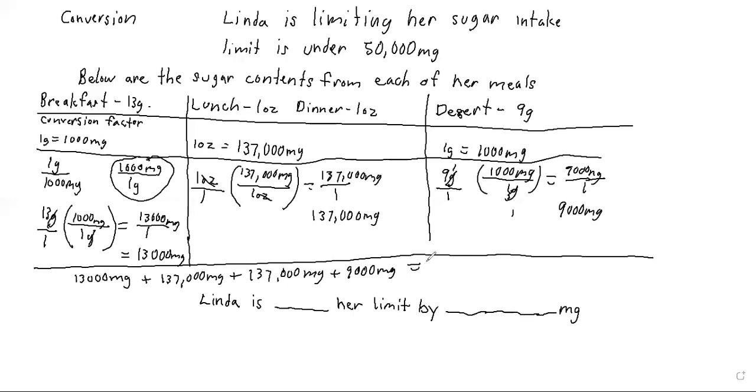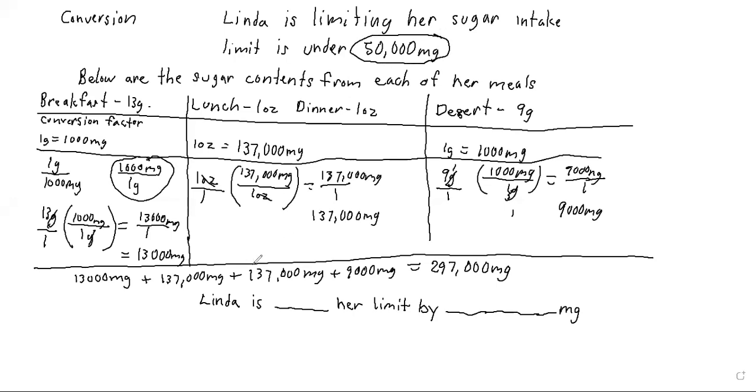Okay, now we need to get a sum total. So we're going to add the milligrams for breakfast, right? 137,000 milligrams for lunch, 137,000 milligrams for dinner, and 9,000 milligrams for dessert, right? And that comes out to 297,000 milligrams. Now, her limit was 50,000 milligrams. So we definitely went over the limit, right?